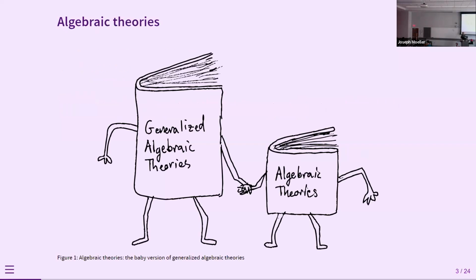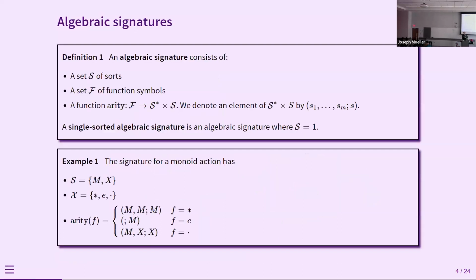Okay, so we're doing generalized algebraic theories in Julia, but we're going to start with algebraic theories because those are like the baby cousin of generalized algebraic theories, and I'm going to give an overview of what it looks like to have a library for algebraic theories in Julia. So first, a review of what is an algebraic theory.